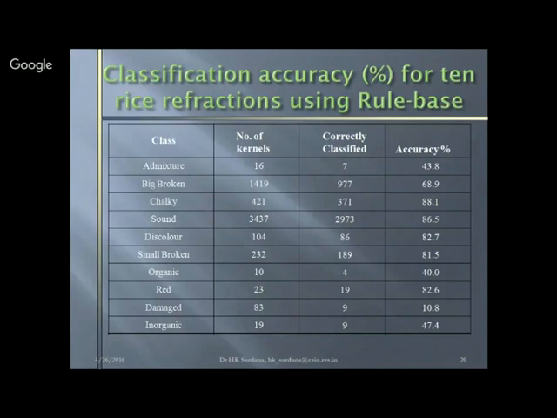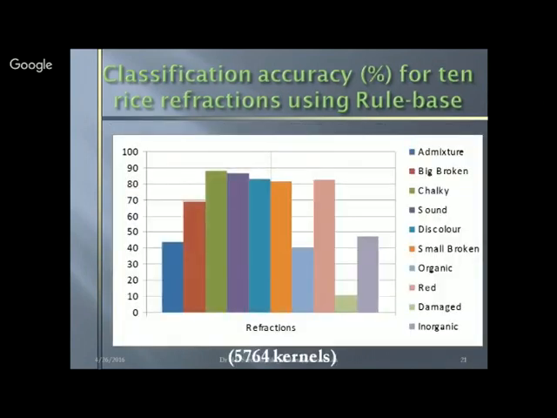That is also one of the conclusions that we had, and that is why you can locate very bad accuracy of say something like 10% for damaged grains. Okay, so that is again the same thing in a graphical way.